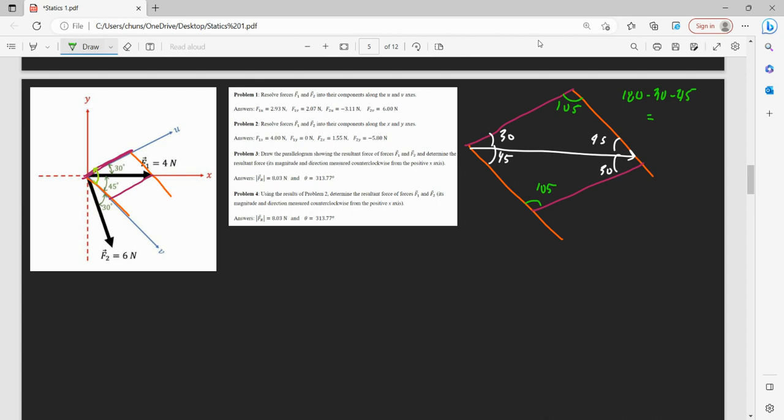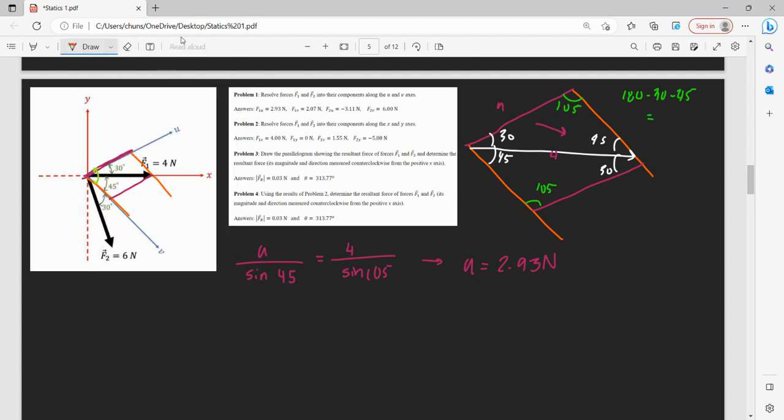So now for problem 1, if we just take a look at what we're given, let's solve for our u component here. So u over sine 45, what's opposite, equals 4, our force, over sine 105. And this should be u equals 2.93 newtons. There you go, that's much better.